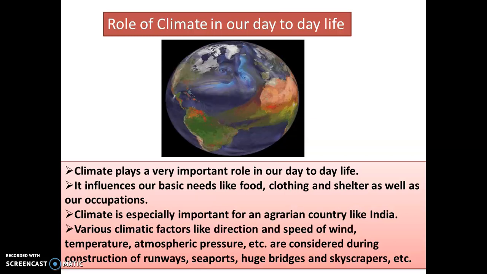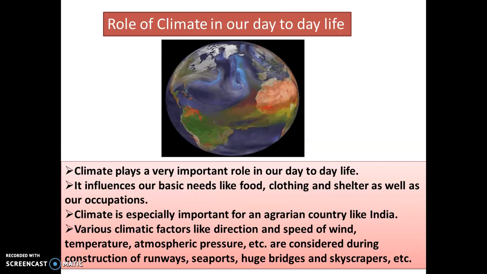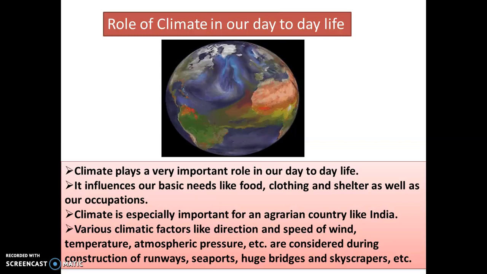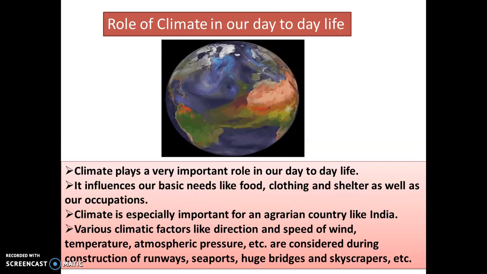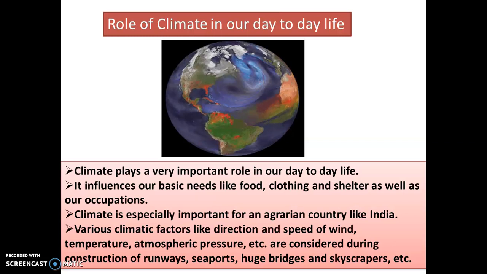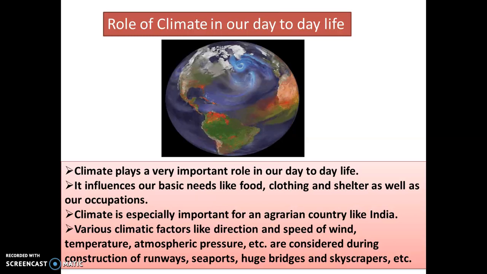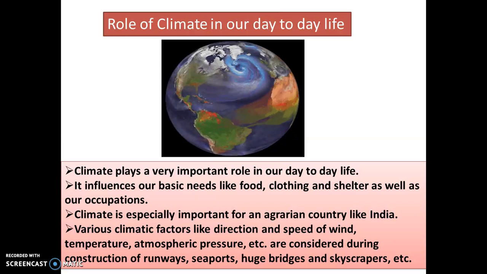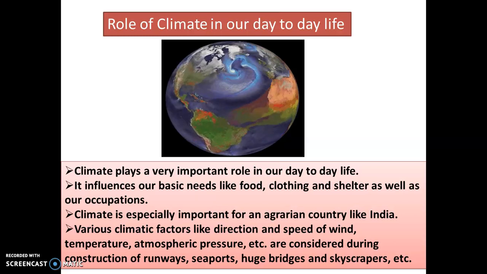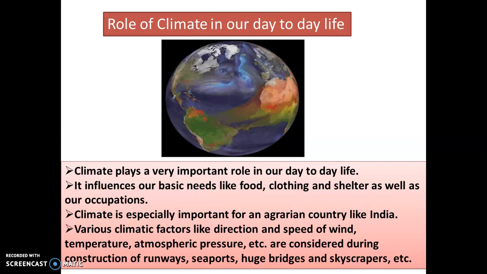Then the type of food we eat. In the winter, we eat more energy-giving food. Then shelter depends upon the kind of climate we are staying in. What kind of houses do we have? Those people who are staying in a polar region have a very cold climate, so they stay in a specific house called an igloo. So climate influences our basic needs.